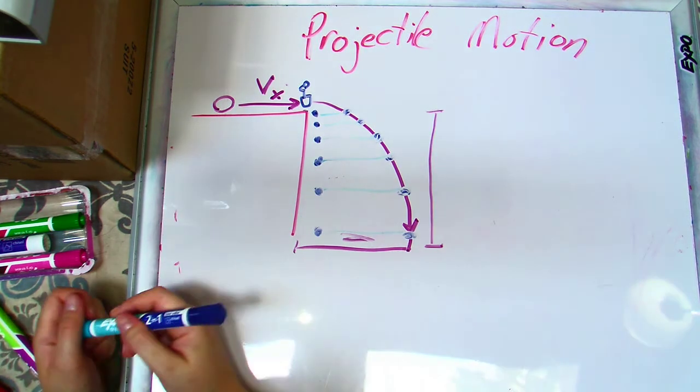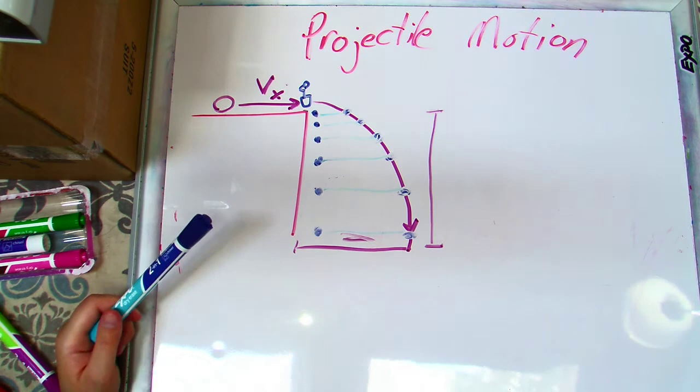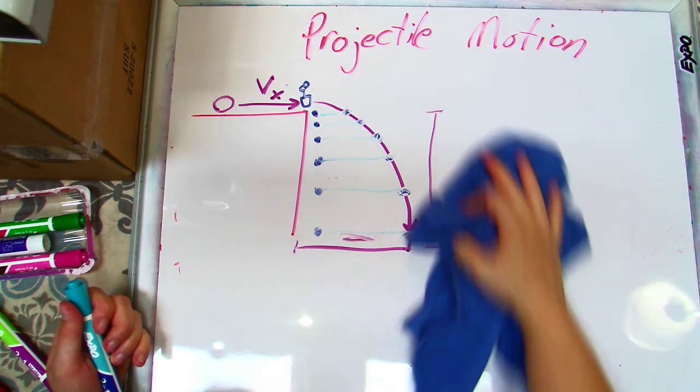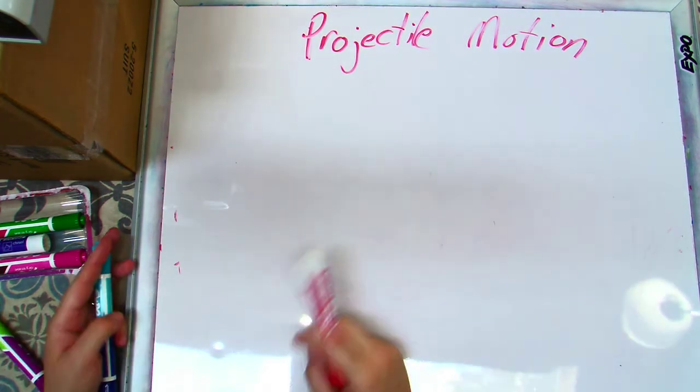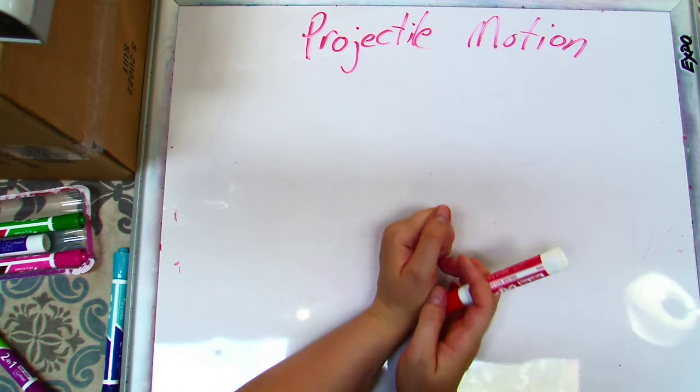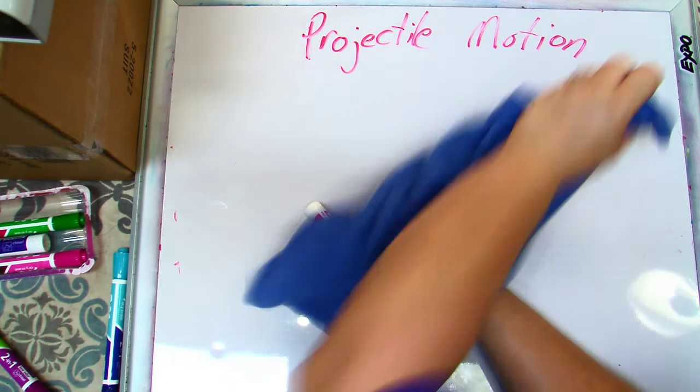So that's what we call when an object is launched horizontally. So, projectile motion launched horizontally. And we're going to do a couple of these problems together.